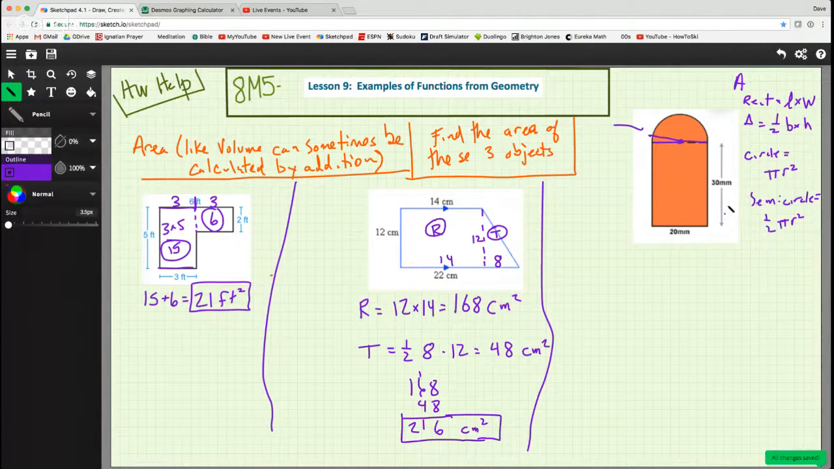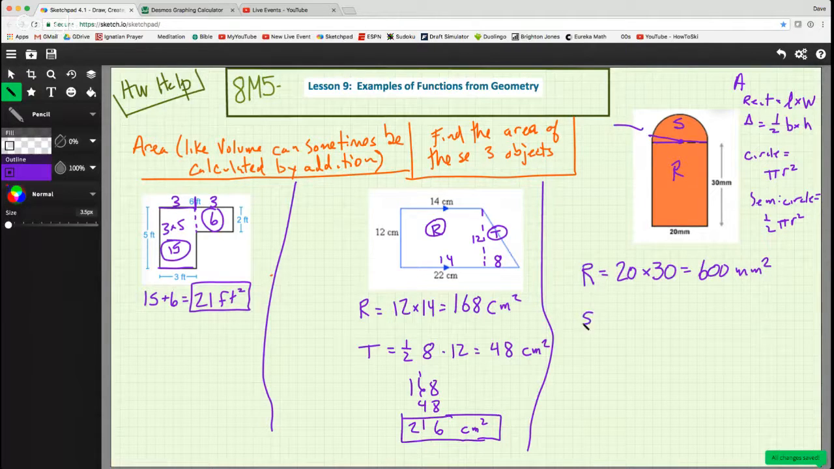All right, on this last one, we have two areas. We have a semicircle, and here we have a rectangle. The rectangle is easy. We've been doing those in each of the last few problems. The rectangle is 20 times 30, length times width, so that's just 600 millimeters squared.